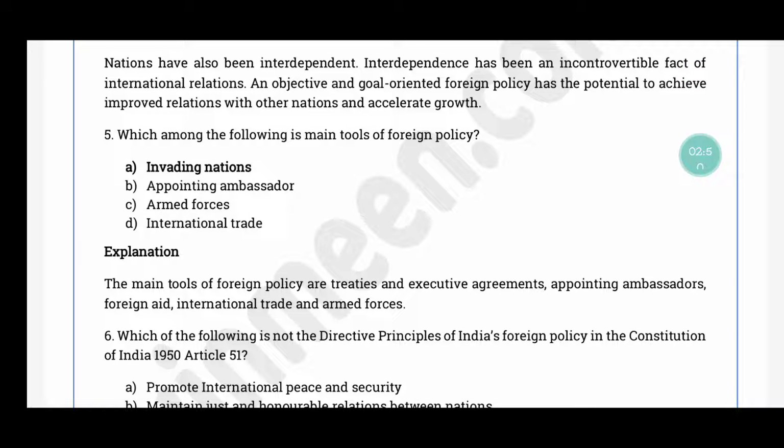Question number 5. Which among the following is not the main tool of foreign policy? The correct answer is option A, invading nations. The main tool of foreign policies: treaties, executive agreements, ambassadors appoint பண்றது and foreign aid, international trade and armed forces.